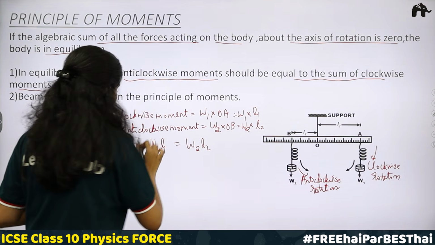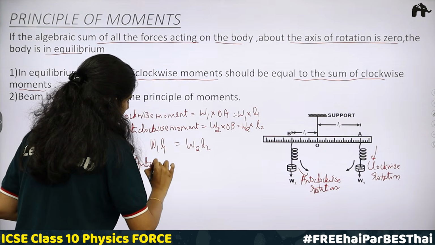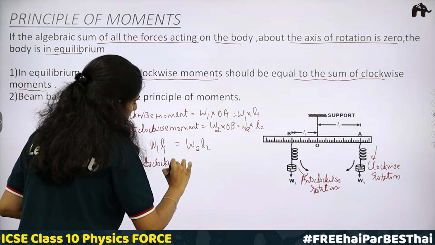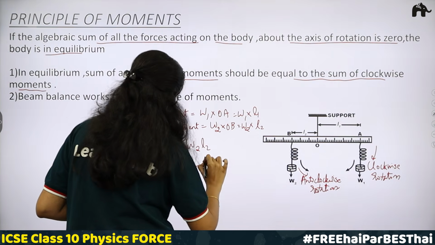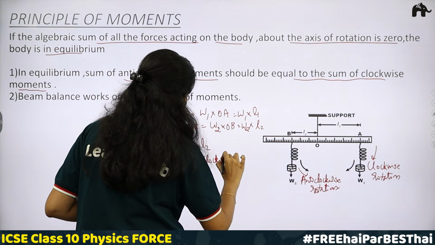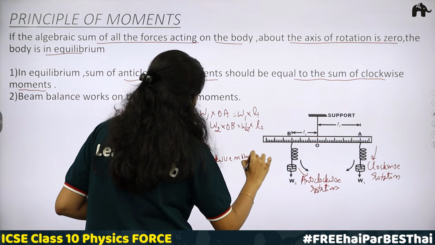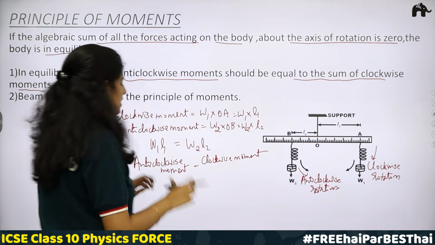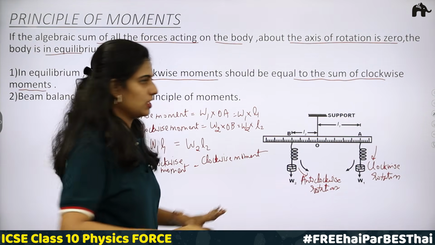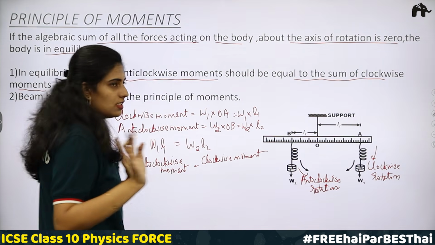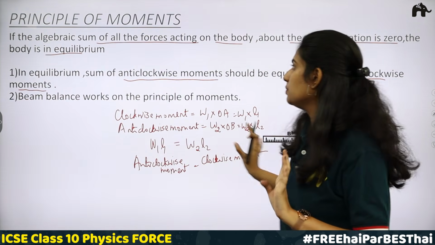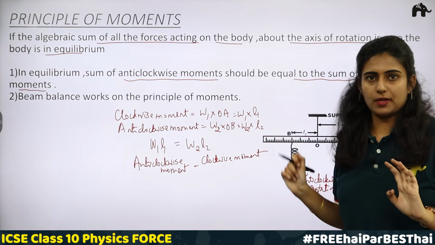So, we have proved that the anti-clockwise moment is equal to the clockwise moment. The meter rule is brought to an equilibrium. Understood? So, this is the proof for the principle of moments.